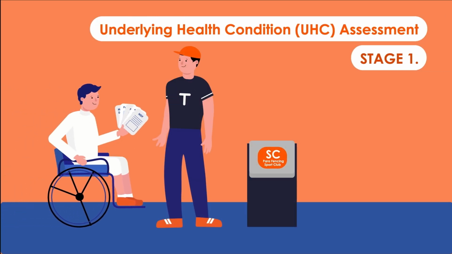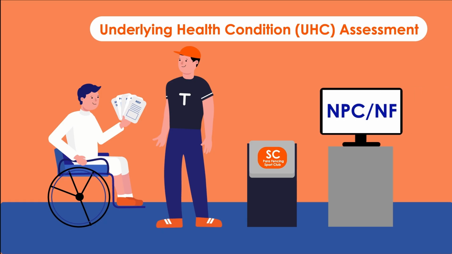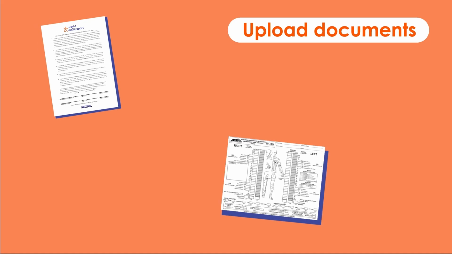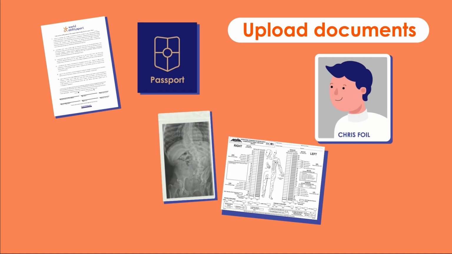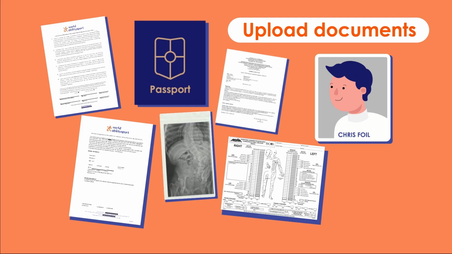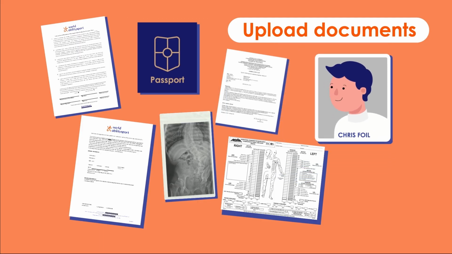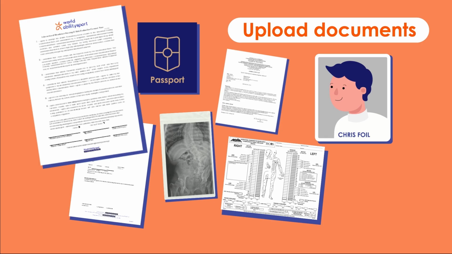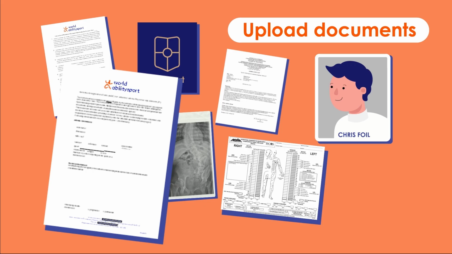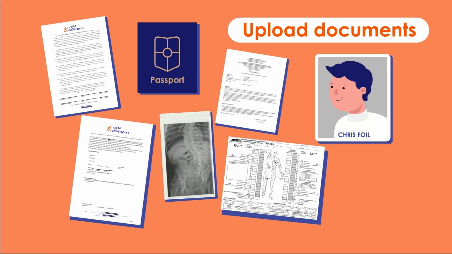Stage 1. Underlying health condition, UHC, assessment. In order to begin the classification process, the National Paralympic Committee or National Federation must work with the athlete to gather all relevant diagnostic information. The following documents need to be uploaded by a National Paralympic Committee or National Federation when applying for international classification for an athlete. Copy of valid passport or ID of the athlete. Photo of the athlete. Athlete evaluation consent form dated and signed by the athlete or support person.